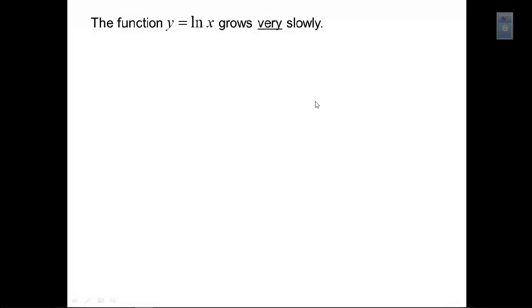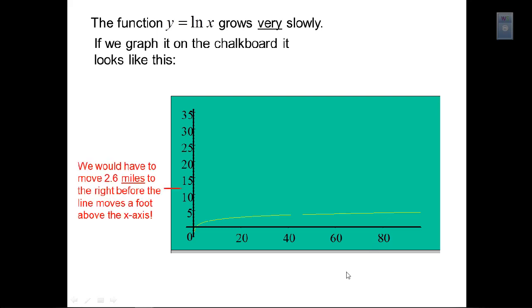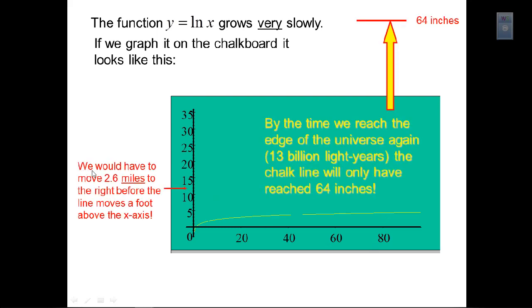Now, the function y equals natural log of x, of course, which is the inverse of e to the x, grows very slowly. If we graph it on the chalkboard, it looks like this. So we would have to move 2.6 miles to the right before the line moves a foot above the x-axis. And if we go out in the x direction 13 billion light years to the edge of the universe, the chalk line will only have reached 64 inches tall.